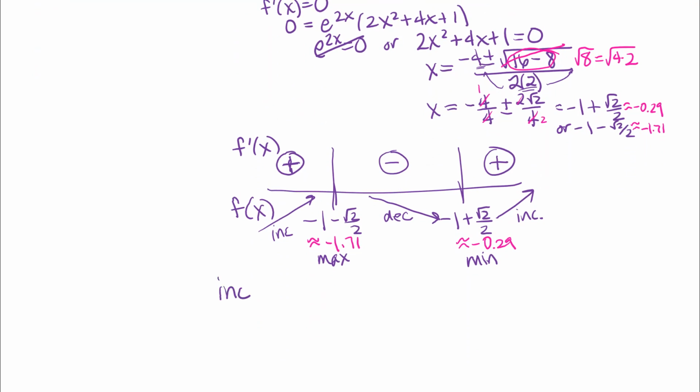You would say that the function f of x is increasing on, and then you're going to be asked to write some intervals. So I have two separate intervals. One of them is left of x equals negative 1 minus square root of 2 over 2. So that would be the exact form for that interval. If decimal approximations are what you want, you could use that decimal approximation there.